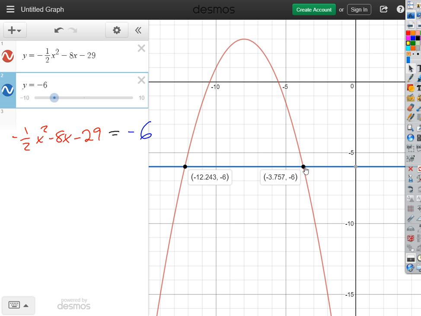Negative 12.2 and negative 3.8. There you go. Negative 12.243 to 3 places and negative 3.757 to 3 places. Those are the solutions, right? That's a graphical method that's always going to work. We can always solve any equation by graphing the left side, graphing the right side, and finding where they intersect. So now let's look at an example with an absolute value function. Now that we've done a lot of work with absolute value functions, you know what they look like. This will be really simple.